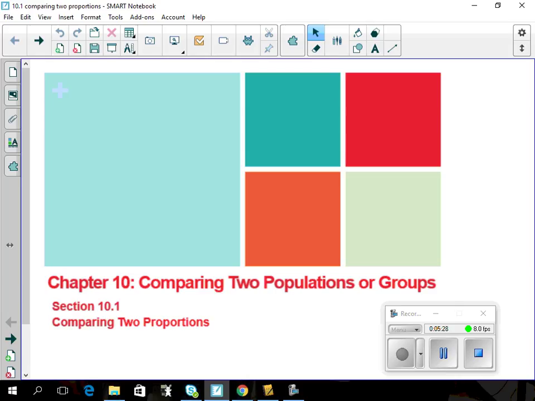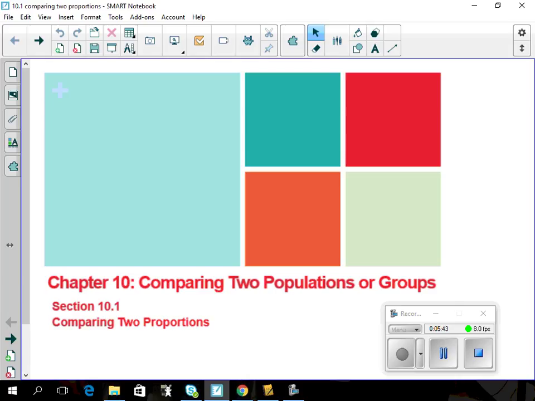But we're going to kind of follow the way of the book, and the book comes back to proportions again. So we're going to leave the idea of a t-test, and we're going to come back to what do we use for proportions? Z's, right? So we're going to come back to that idea.